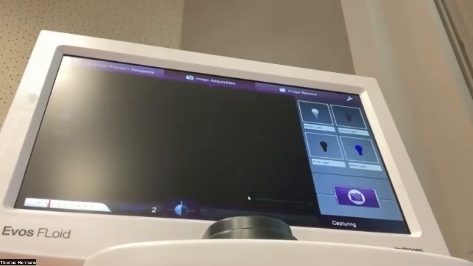But we have to start with the basics. So this is a very, very tiny portable fluorescence microscope. And we're going to turn on the light.